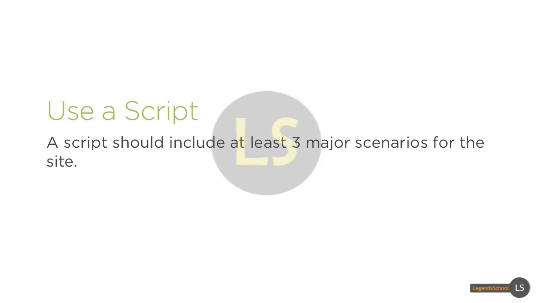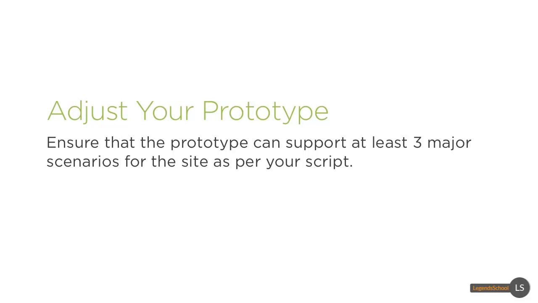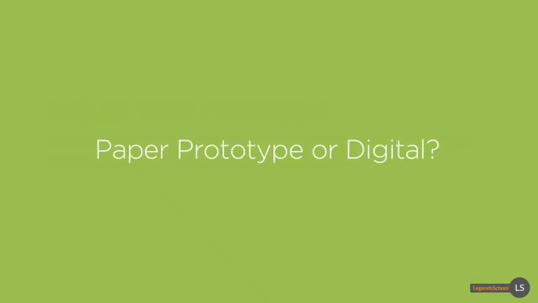Remember to use a script. Your script should have at least 3 major scenarios for your site. So what you need to do is adjust your prototype. Now that you've got some practice in creating a prototype, now you go back and adjust your prototype so that it supports at least 3 major scenarios, as per the script that you write.